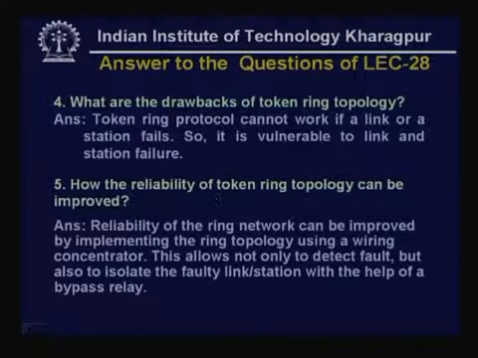So how can the reliability of token ring topology be improved? The reliability of ring topology can be improved by implementing the ring topology using a wiring concentrator, as you have seen, and this allows not only to detect a fault but also to isolate the faulty link or station with the help of a bypass relay, as you have already seen.